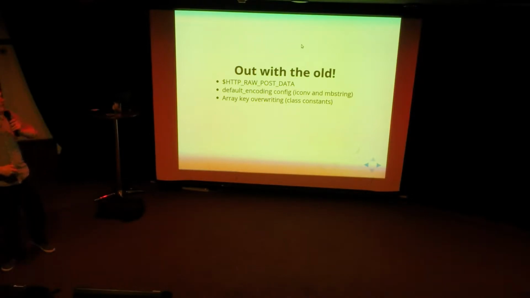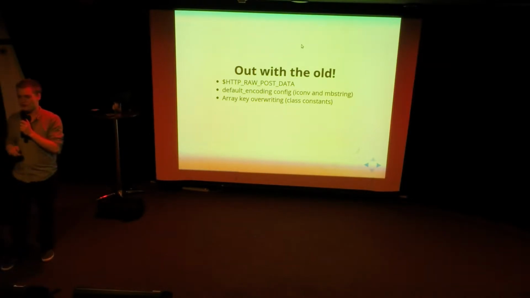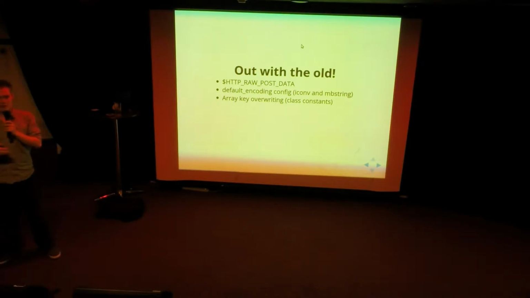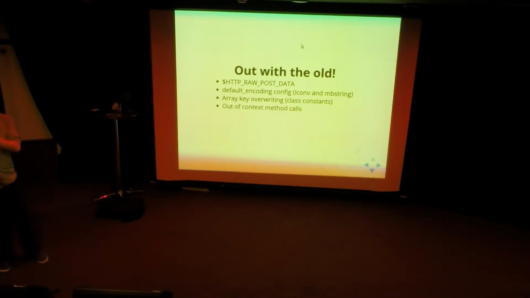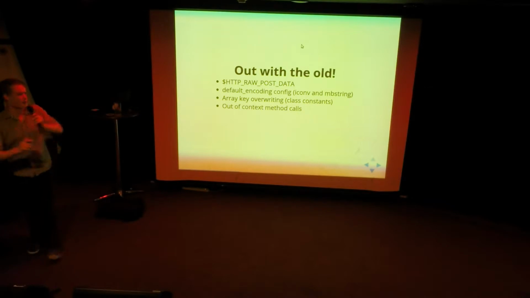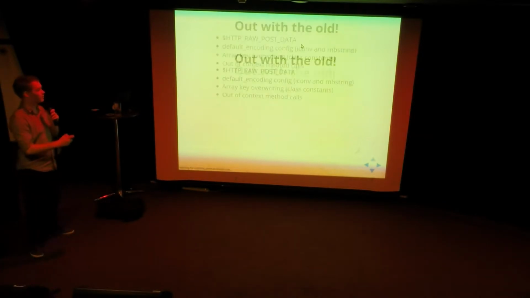Array key overwriting, but only with class constants. This was not a bug, but kind of a bug, but not really specified. And I'll show you an example of this one. And out of context method calls. I'm so glad they got rid of this one. I'll show you this as well.